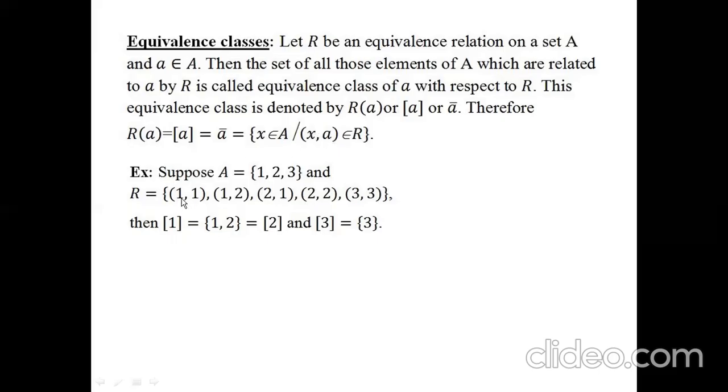So we observe 1 is related to 1. That's why we write down 1 here. We observe that 2 is related to 1. We are looking for the equivalence class of 1. So 2 is related to 1, no? So we are writing down the element 2 also. Similarly, the equivalence class of 2 is also {1, 2}. It's because we observe 1 is related to the element 2 as well as 2 is related to the element 2. So the equivalence class of 2 is {1, 2}.